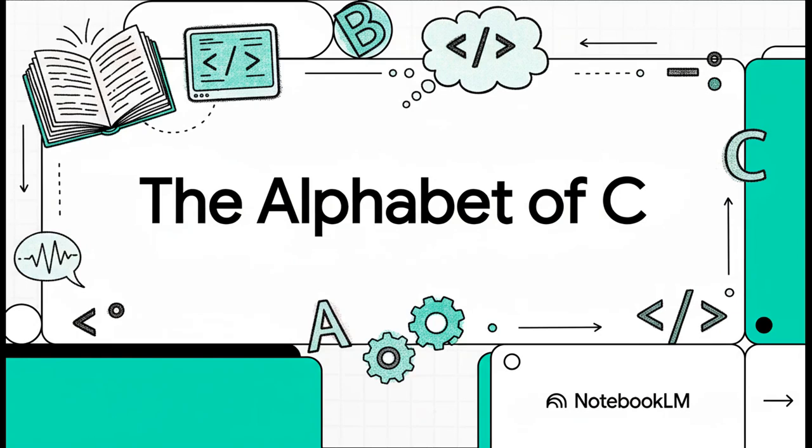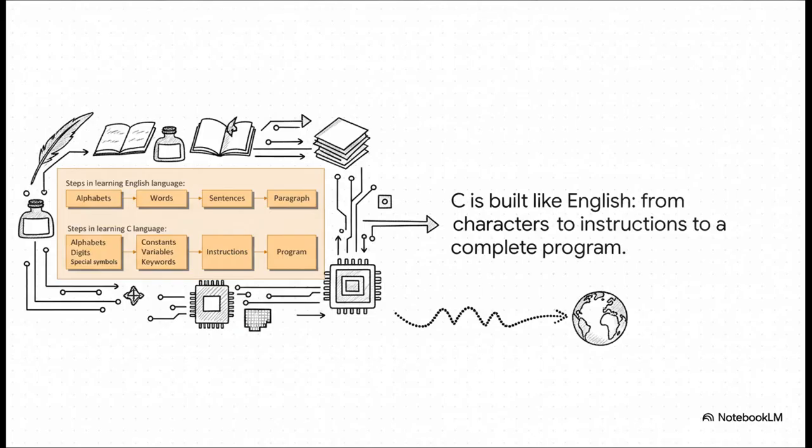You know, learning to code in C is a lot like learning a brand new language. Because, well, it is one. And just like any language, whether it's Spanish or Japanese, it all starts with the alphabet. So today, we're going right back to the very beginning to understand the characters that are the fundamental building blocks of every single C program. Okay, let's dive right in.